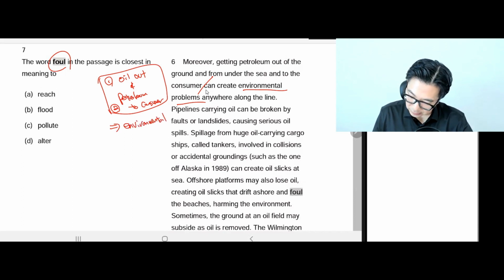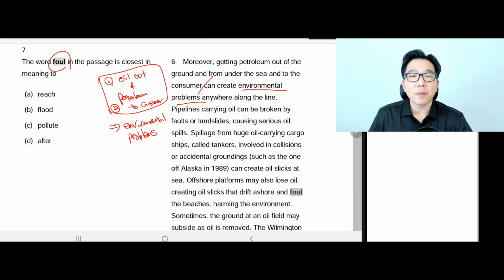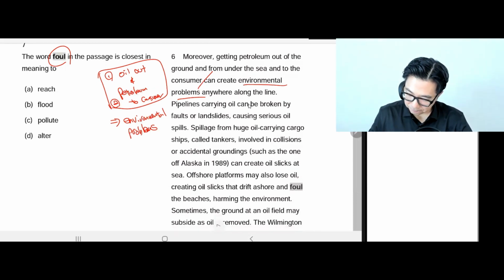So it's very much a topic sentence. It's obvious. And the rest of the paragraph will give you the reasons, examples or details of why and how these environmental problems occur when you get the oil out from under the ground or the sea, or when you're moving this petroleum to the consumer. What kind of things happen so that it can create environmental problems? So let's find out.